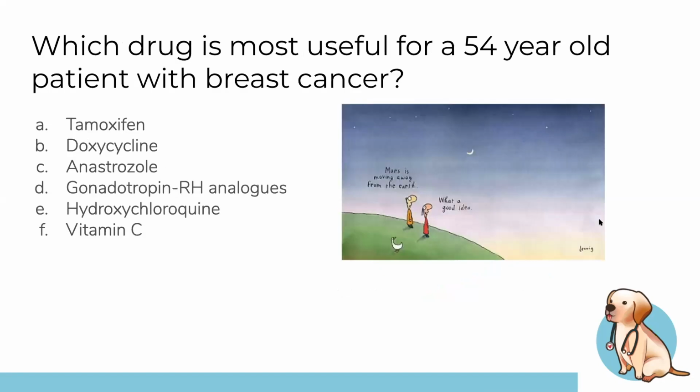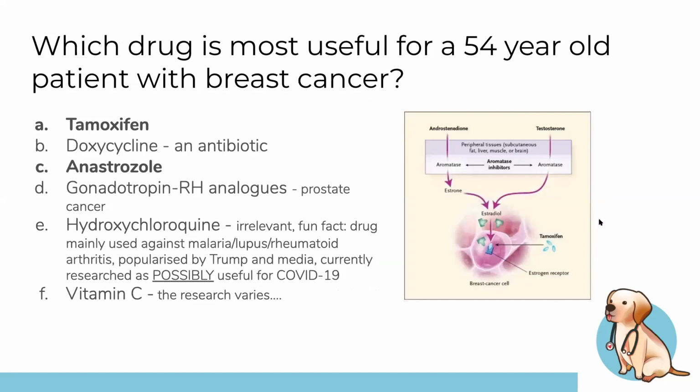Which drug is most useful for a 54-year-old with breast cancer? As we went through before, tamoxifen was your selective estrogen receptor modulator. As you can see here, it is an antagonist. Anastrozole, again, inhibits the conversion and creation of estrogen. Doxycycline, an antibiotic, you don't need to know that yet. GnRH for prostate cancer. The rest are irrelevant.